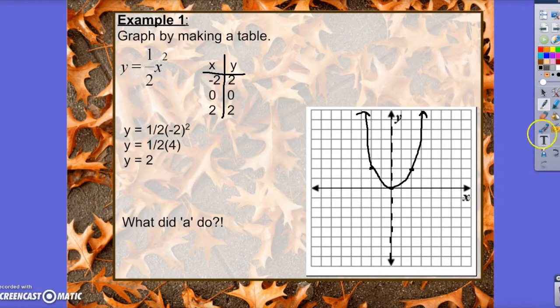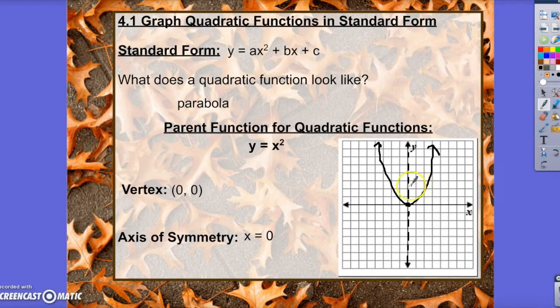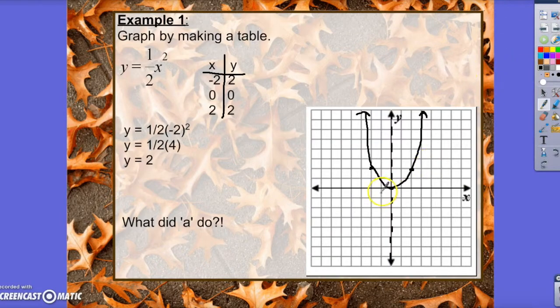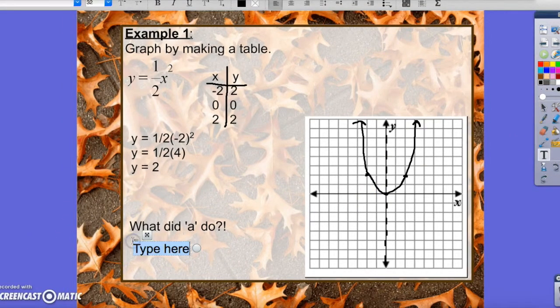Now let's take a look at, I'm going to go back for a second. At the bottom I said, what did A do? And it might be harder to see with this one, but if you notice a little bit, this is slightly wider than the last one. So A actually makes the parabola wider. We'll take a look at that in the next slide.